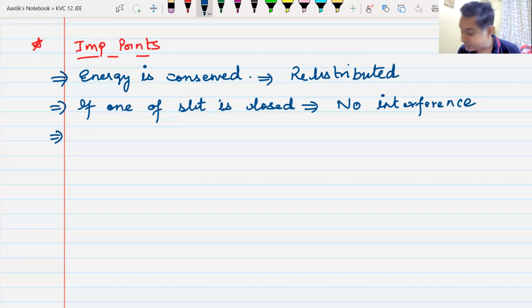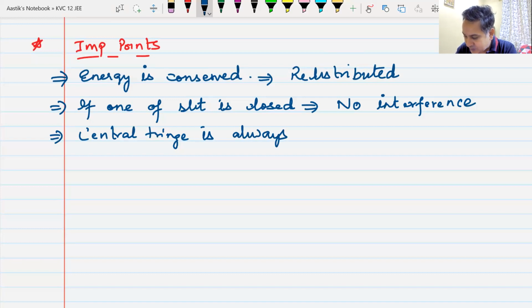Some things, as I said, are very clear. You understand them straight away. Some things we might be able to understand in the next class. Central fringe is always bright. If we don't do anything else, the central fringe will always be bright.